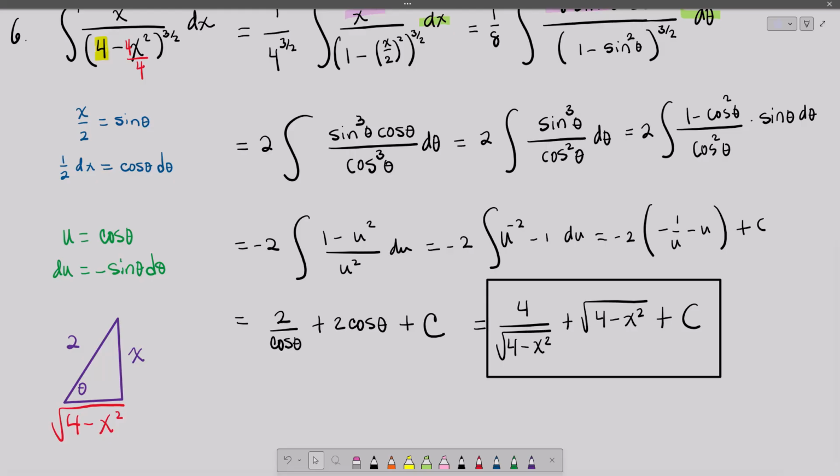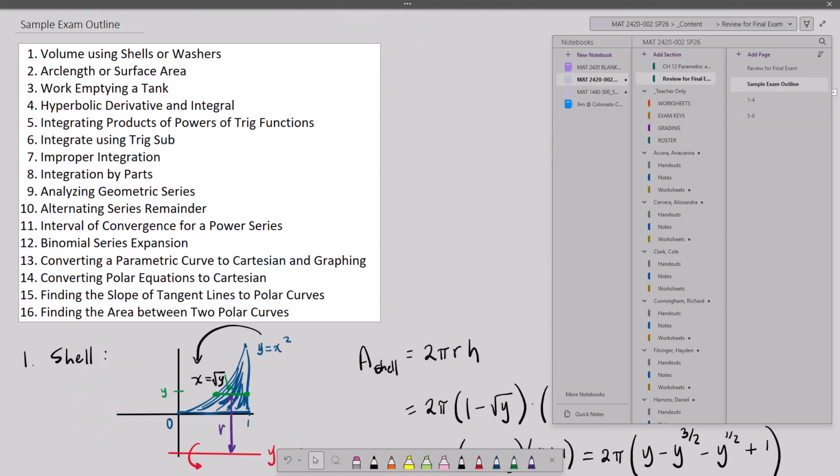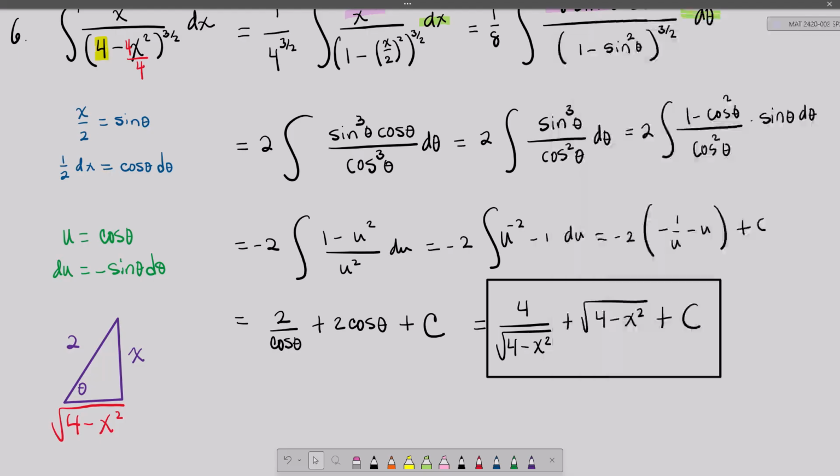All right. Full test, trig sub. All right, number 7. Ooh, improper integration. Another favorite. Let's go. Improper integration. So let's suppose, that was number 7? Yeah. Okay, improper integration.